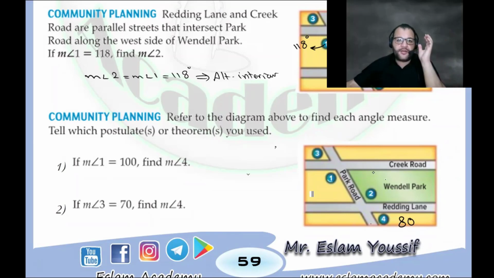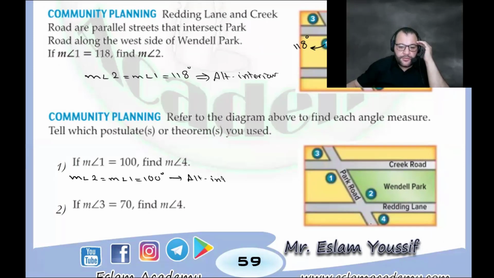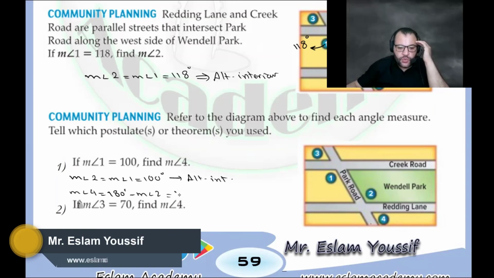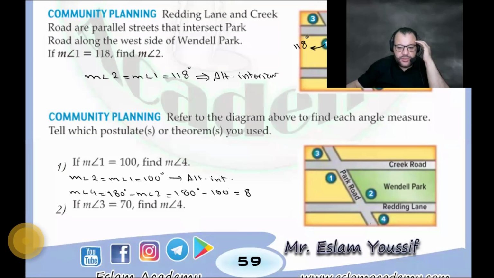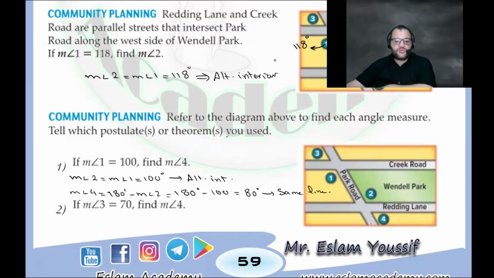That's my question at the beginning. Is there any relation between 1 and 4? There is no direct relation. So suppose I'm using angle 2. Measure of angle 2 equals measure of angle 1 equals 100 degrees. They are alternate interior. Then measure of angle 4 equals 180 minus measure of angle 2, which equals 180 minus 100, which equals 80 degrees. Why supplementary? Because they are drawn on the same straight line.